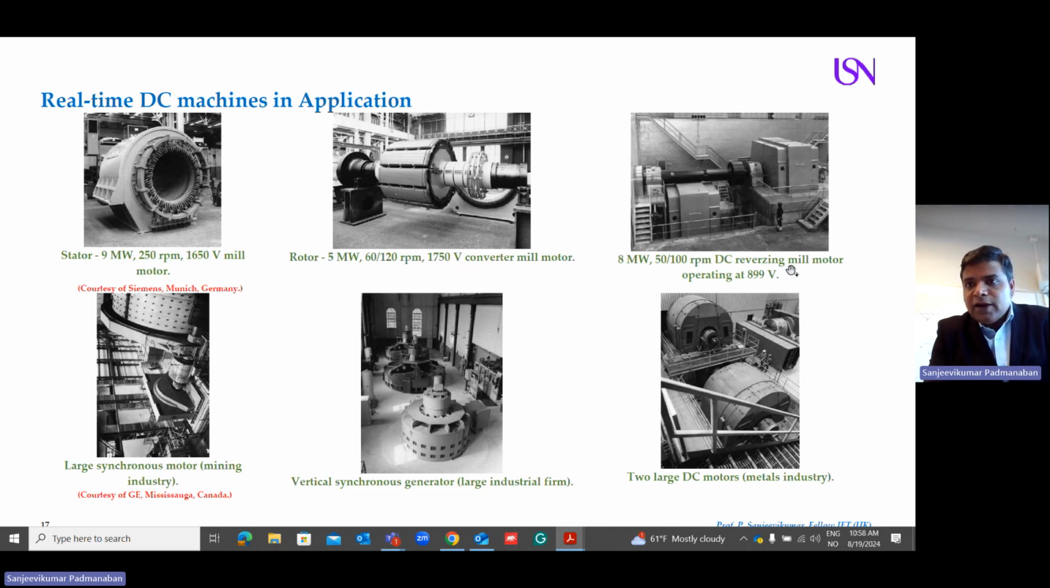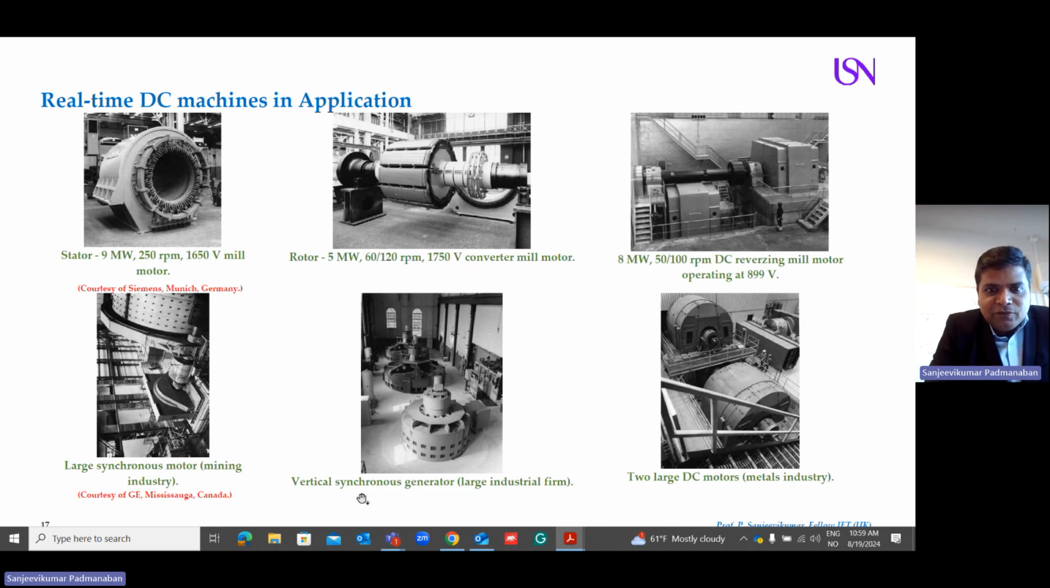DC reversing mill motor used in mills, operating at 899 volt. And this is an example. These machines are used in Siemens, Munich, Germany. And this is used in Canada. A large synchronous motor in mining industry. You can have a look how the real-time machines are, not like this, small pony motors.